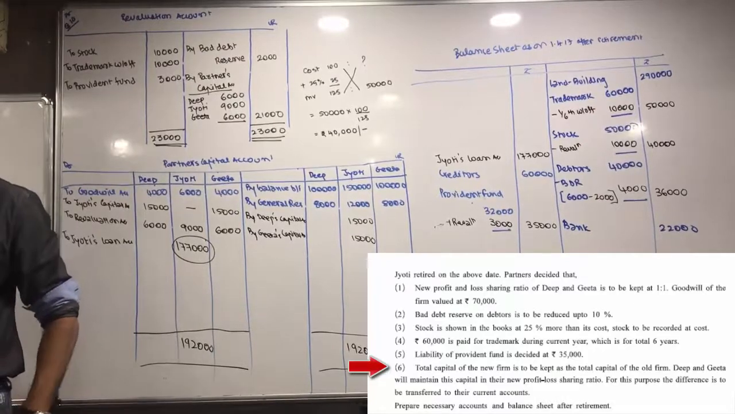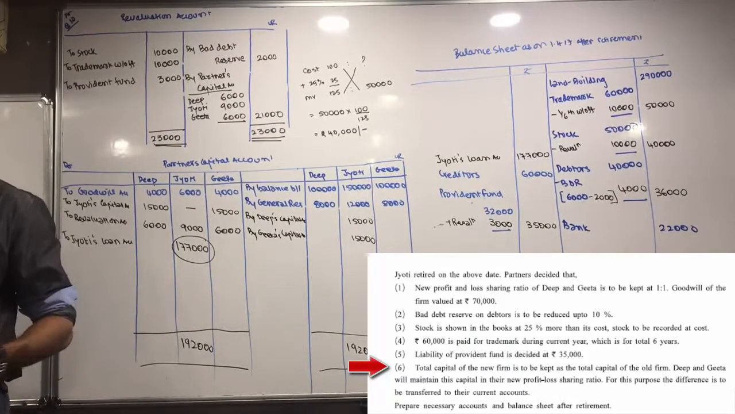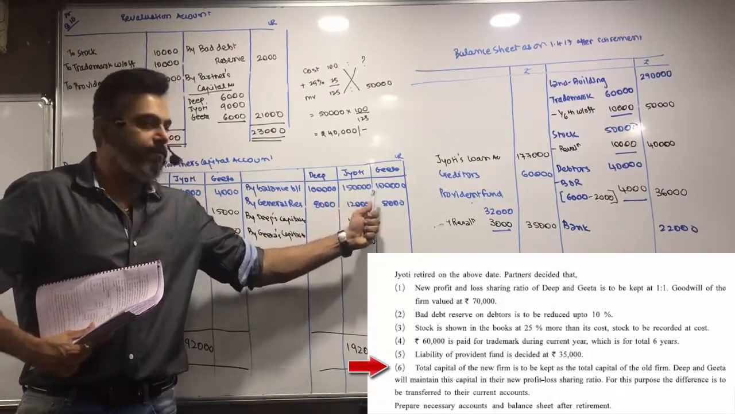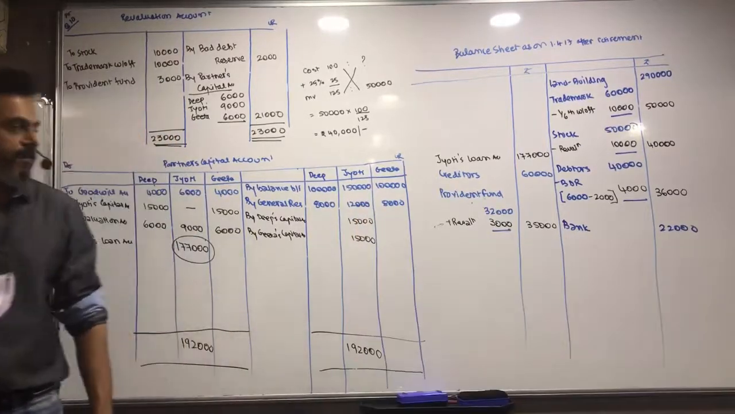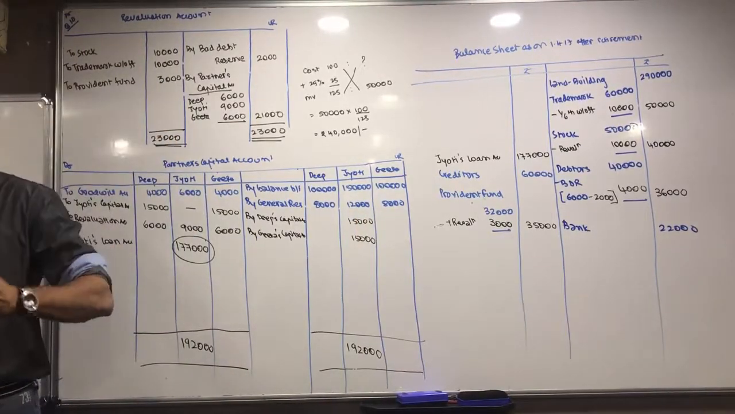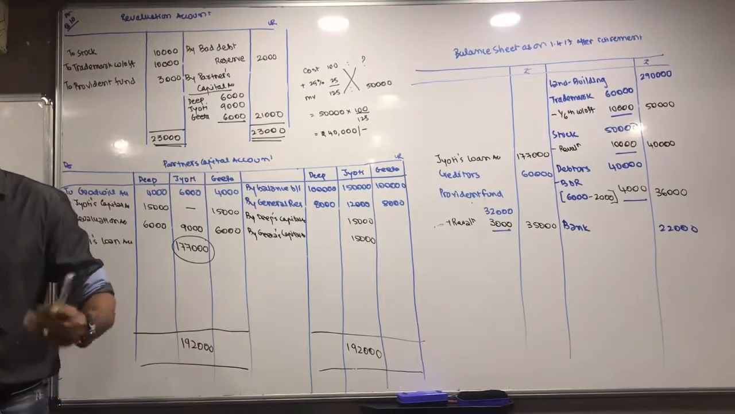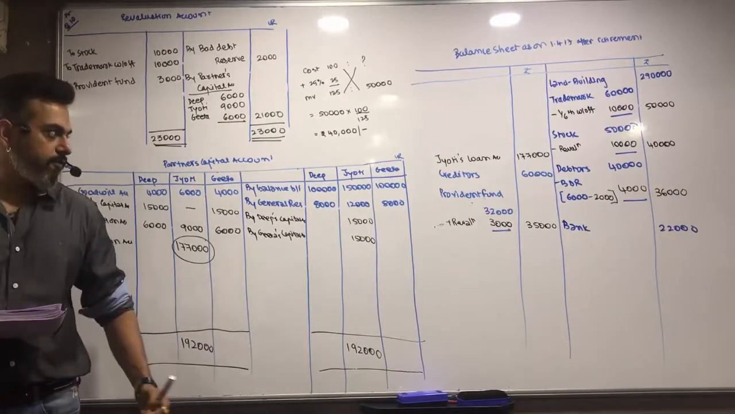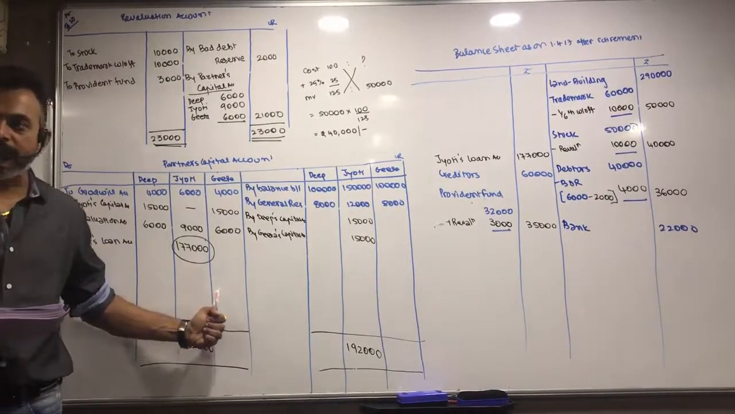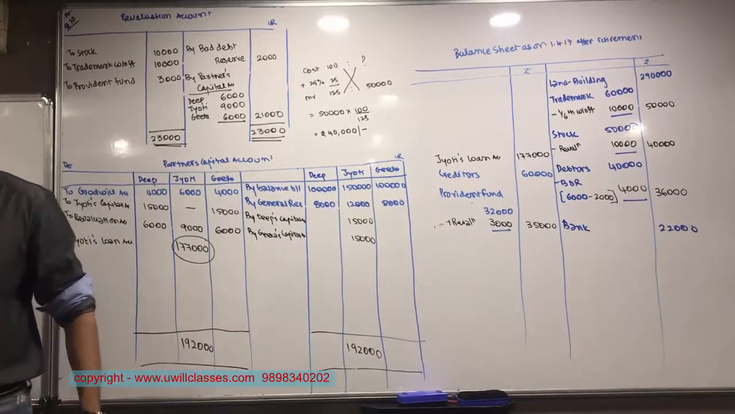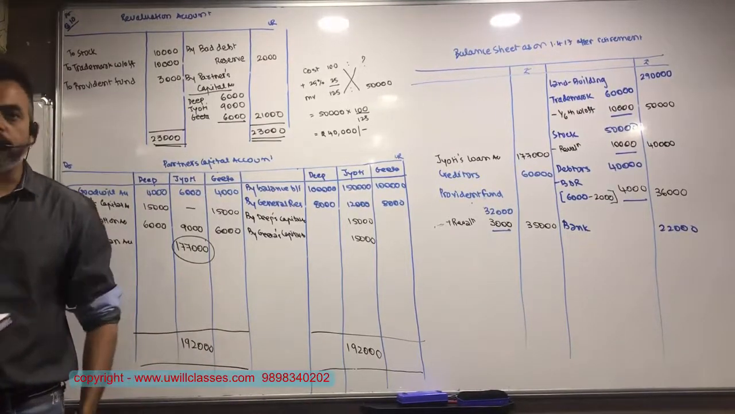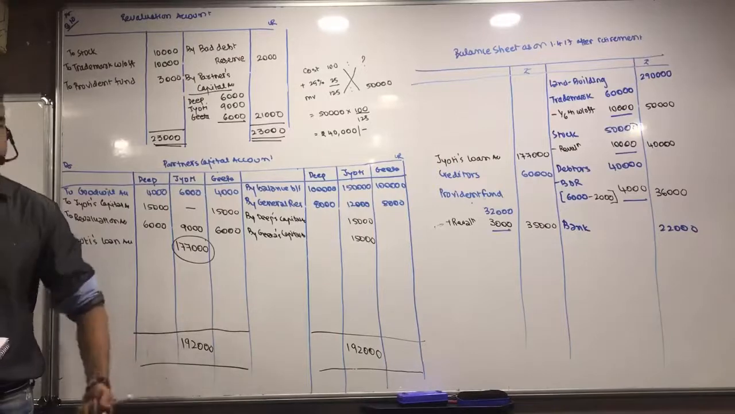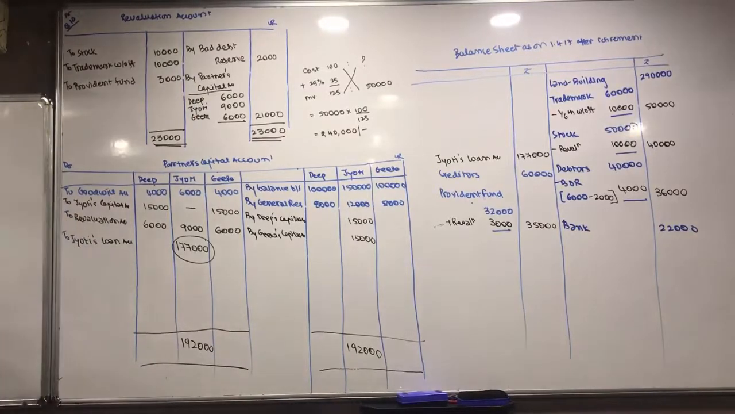Total capital of the new firm is to be kept as total capital of the old firm. Now, what's the total capital of the old firm? 1 lakh plus 1,50,000 plus 1 lakh, so it's 3,50,000. So now we want the new capital should also be 3,50,000. And it will be in the new profit loss sharing ratio, so equally, 1,75,000 and 1,75,000. For this purpose, the difference is to be transferred to current account. So we'll balance it, and the difference instead of cash or bank will go to current account. Got it? Very simple.